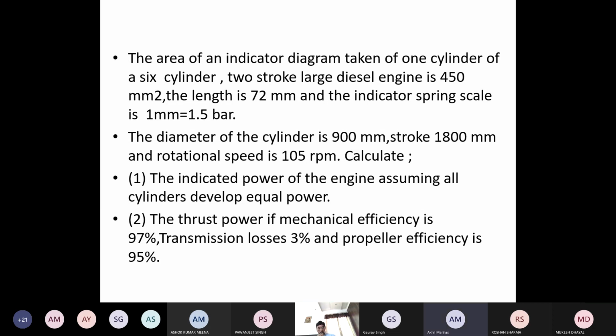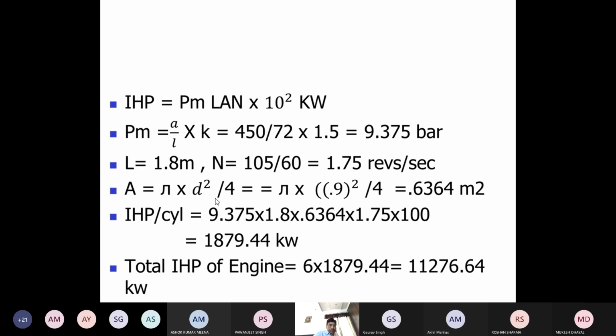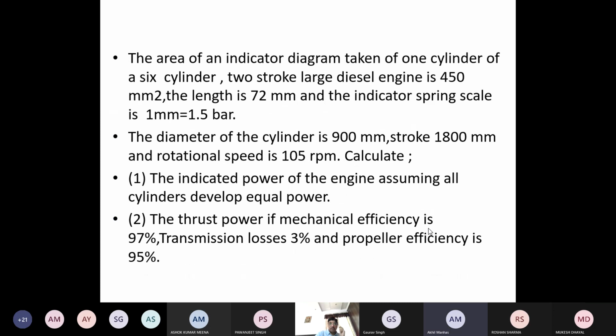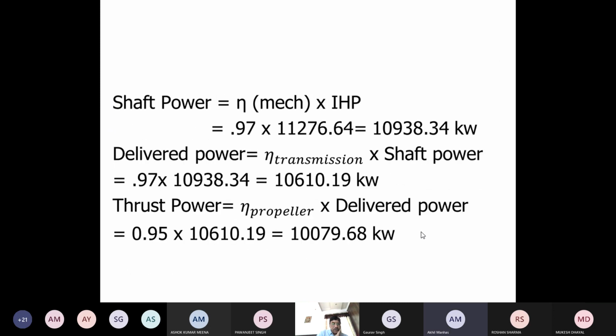So indicated power 11266.5. 11276.6 or 5, okay. Yes. The thrust power 10070.6.